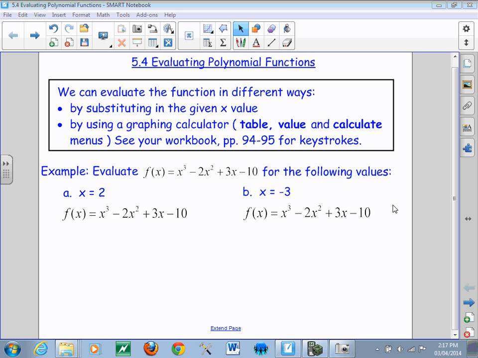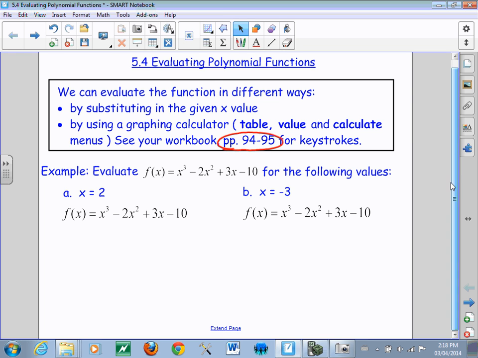We can evaluate the function in different ways. One, by substituting in the given x value and finding the y. Two, by using a graphing calculator. You can either use the table or the value button from the calculate menu. If you're using the graphing calculator, please make note of pages 94 and 95 in your textbook for the keystrokes to use. Let's start with our first example.